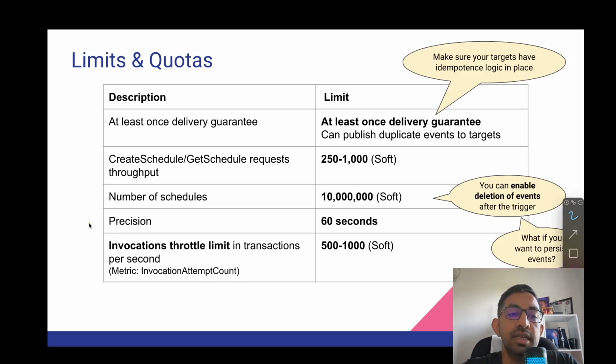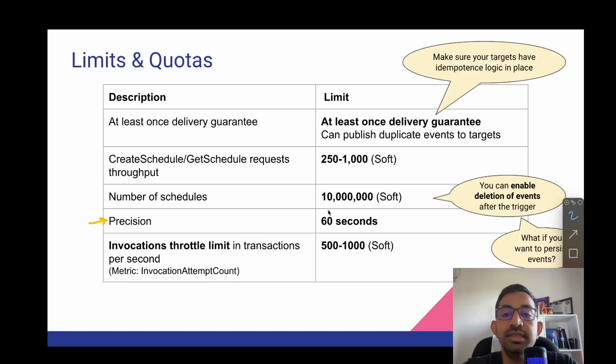And this is again an important limit, the precision. You can define these one-time schedules with the EventBridge Scheduler, but that doesn't mean it is exactly triggering the event at the time that you define. So the precision is 60 seconds.